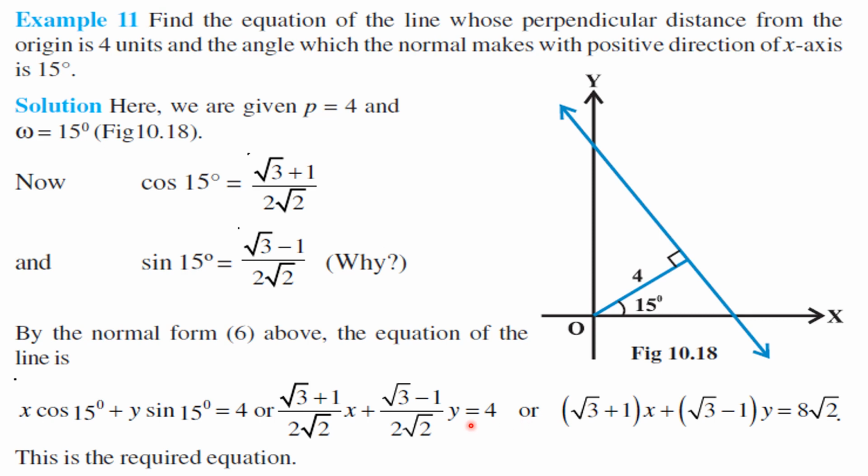Right. This implies by taking the LCM, 2 root 2 is the LCM, we get (root 3 plus 1) into x plus (root 3 minus 1) into y is equal to 8 root 2. By cross multiplying we get this equation. Understood this equation, my children? Which is the required equation of the line. Understood this solution, my children?